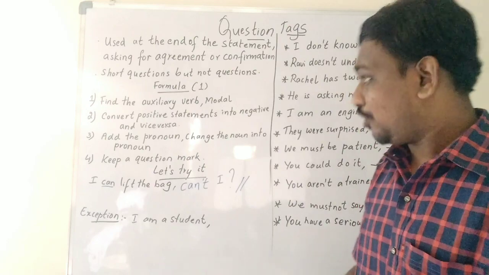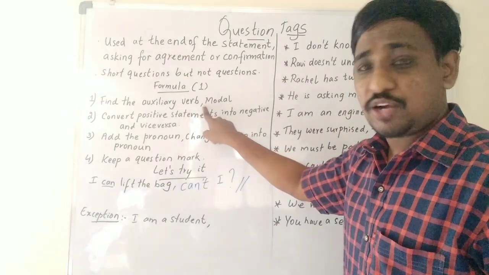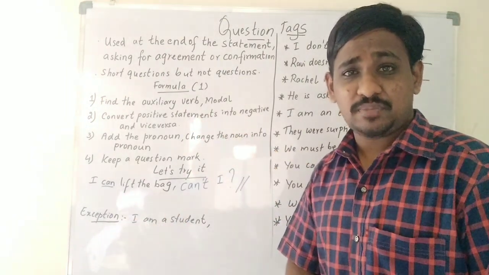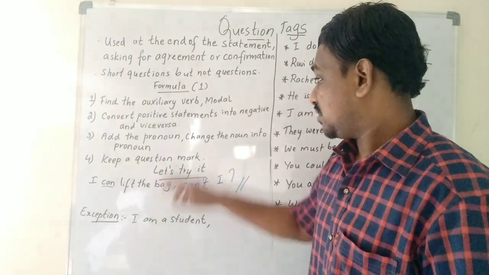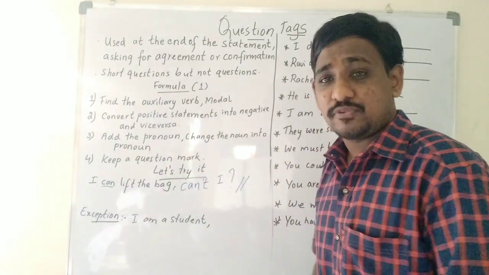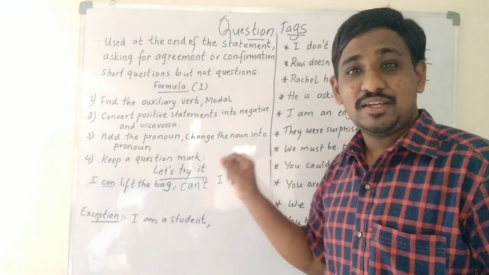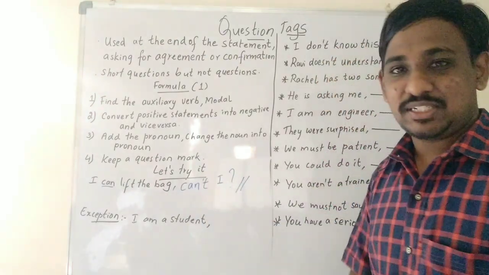What did you do? You followed the simple formula. Finding the auxiliary verb or the modal first. Second one, you converted positive statement into negative statement and negative statements into positive statement. Third one, you added the pronoun. Then you kept the question mark. Then your question tag is ready. Can't I is the question tag.